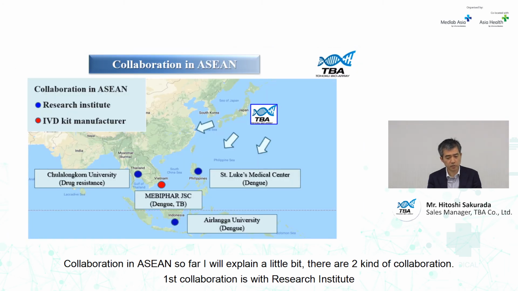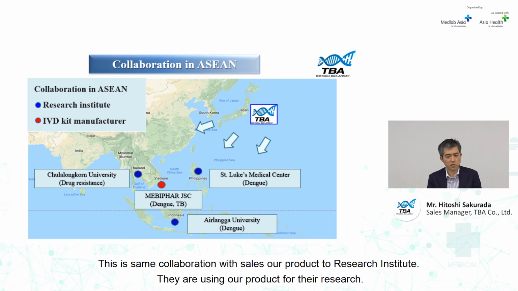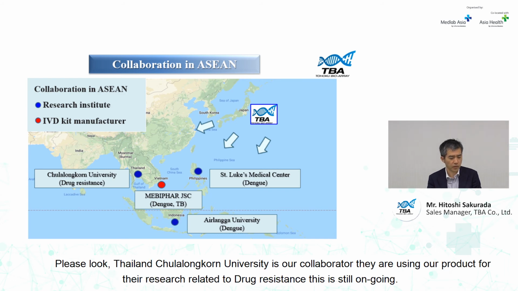Collaboration in ASEAN so far, I will explain a little bit. There are two kinds of collaboration. One collaboration is with research institutes. With research institutes, this is simple collaboration. We sell our product to the research institute, and they are using our product for their research. Please look. Thailand's Chulalongkorn University is our collaborator. They are using our product for their research relating to drug resistance. This is still ongoing.